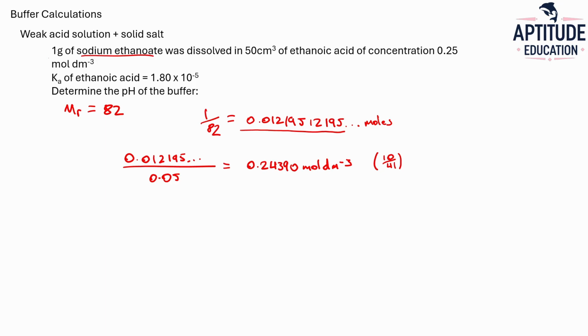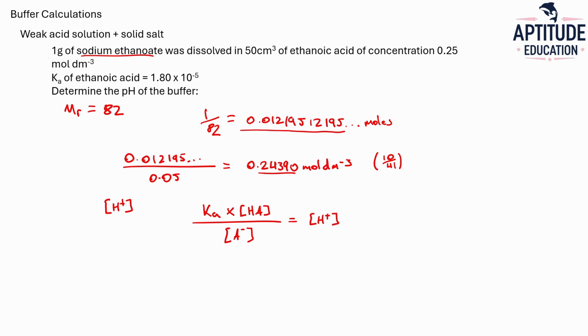And this is the value I'm going to use in my calculator so that I can get an accurate pH. From here, we're going to use the Ka equation to work out the concentration of H+. So let's rearrange the Ka equation, solve for H+, which will give us Ka times [HA], the acid, over the concentration of conjugate base, which equals the concentration of H+.